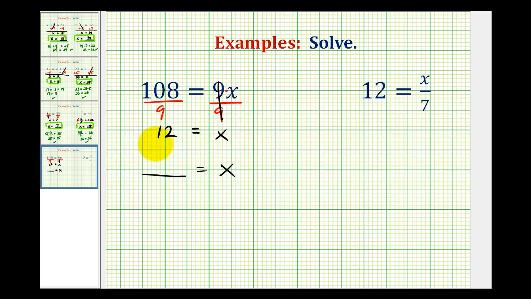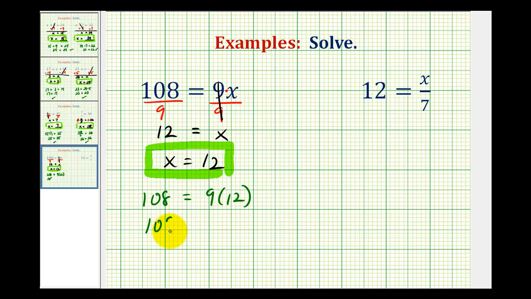However, what you'll find is a lot of times textbooks will switch the order of the solution. So instead of writing 12 equals x, it'll be written as x equals 12. And these two are equivalent, but this form here is more common. And since this is the solution, that means if we substitute 12 for x, it should make the equation true. We want to check to make sure that 108 is equal to 9 times x, but we're saying x is equal to 12, so we have 9 times 12. Well, 9 times 12 is equal to 108, and therefore our solution is correct.